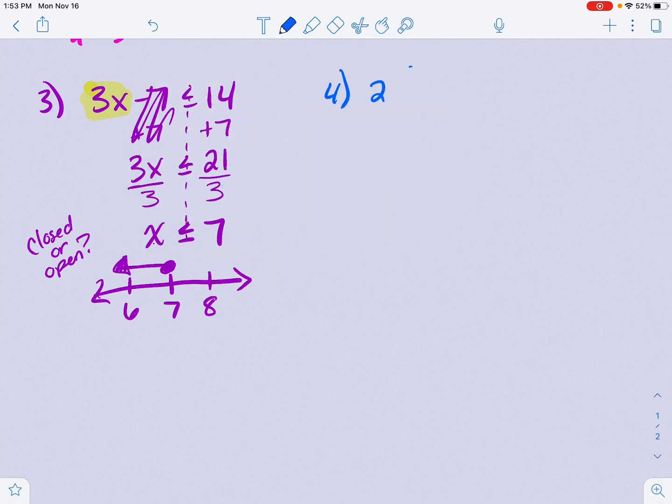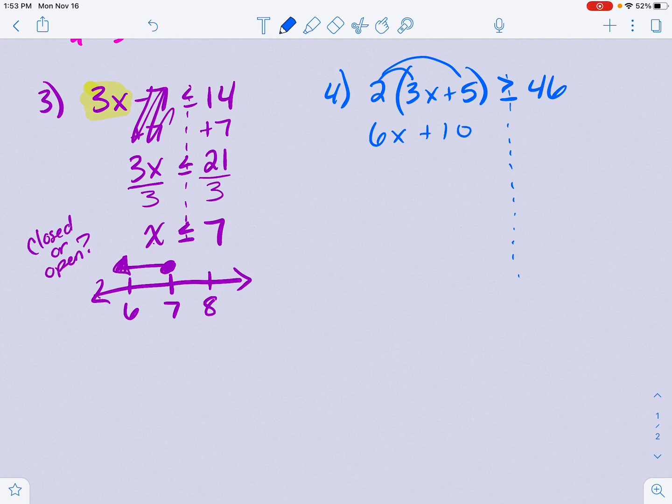We're going to have 2, open your parentheses, 3x plus 5, close them, greater than or equal to 46. Okay, again, the solving is exactly the same as before. So I want you guys to go ahead and draw your dotted line down, treat it just like an equal sign, solve down for x. Okay, so what is your first step then? Anytime we have parentheses, we distribute the number in front. So we have 6x plus 10 greater than or equal to 46.